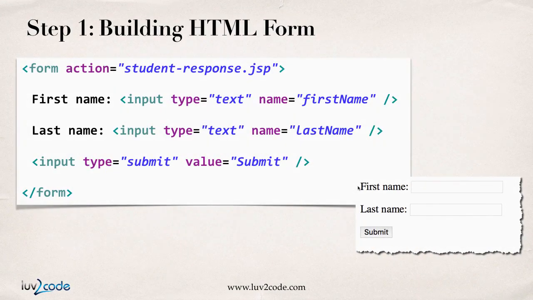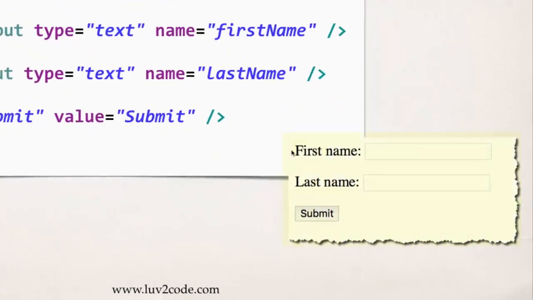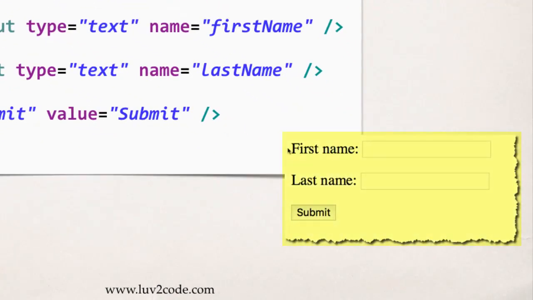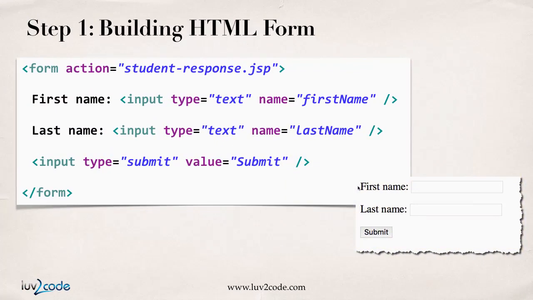So here's the coding here for the HTML form. So again, we want to have an HTML form for the first name and last name along with the submit button. So when you build an HTML form, you start off with the form tag, and then you specify the action. You're basically telling the system where to send the form data. So we're telling the system here, send the form data to studentresponse.jsp.